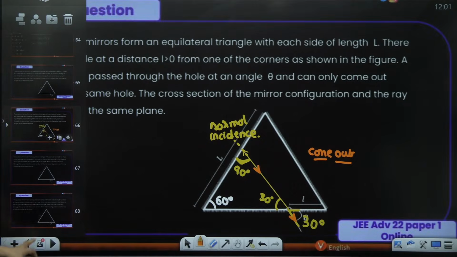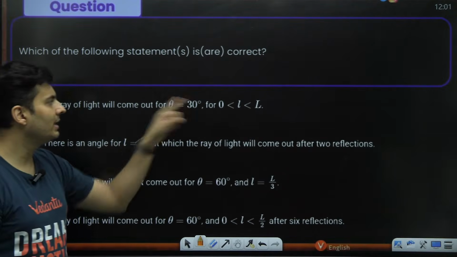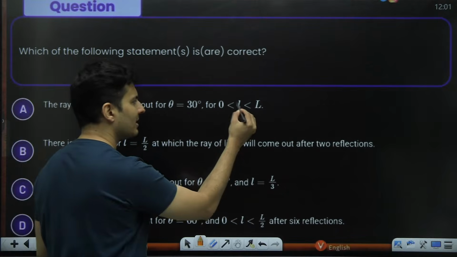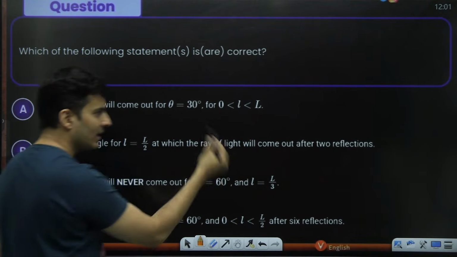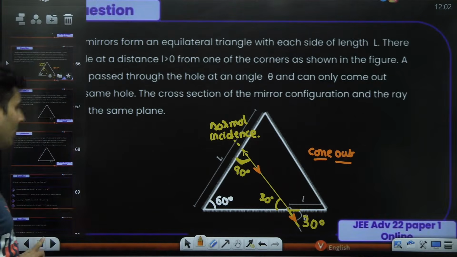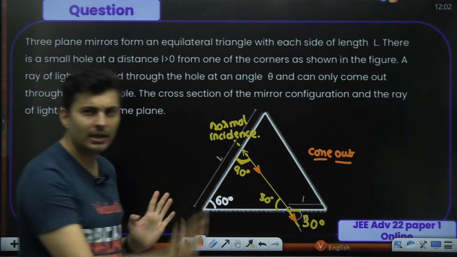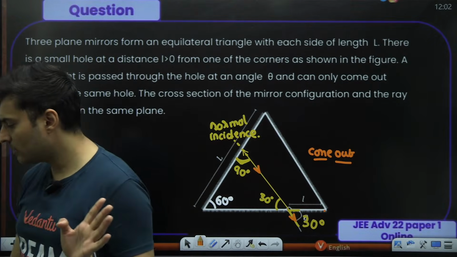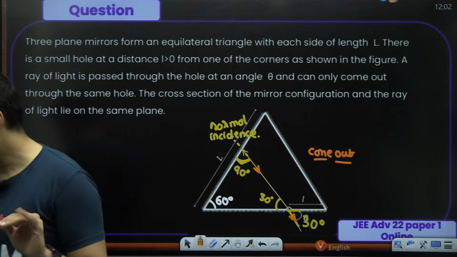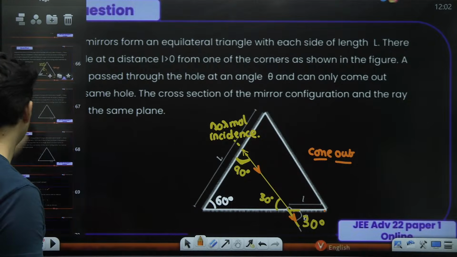So what is that statement saying? The ray of light will come out for theta equal to 30 degrees for some hole position which is there on that side. Definitely it will come out, guys. So this l is between 0 and capital L. Definitely it will come out. Everybody fine till this point? Okay. Very good.